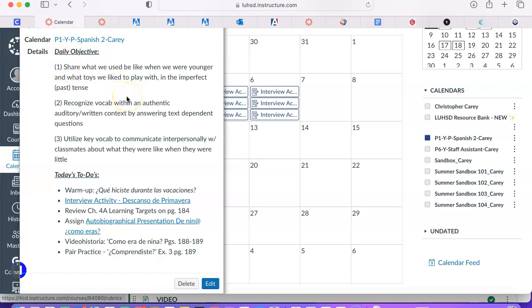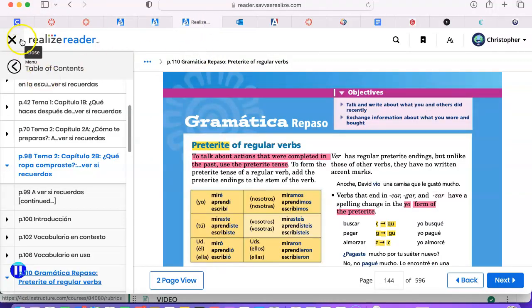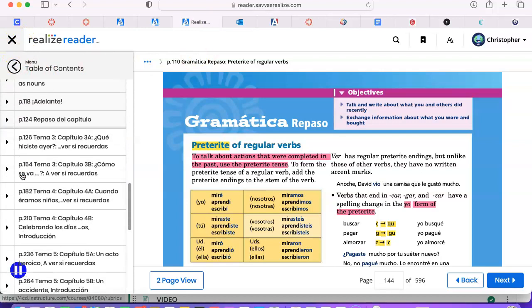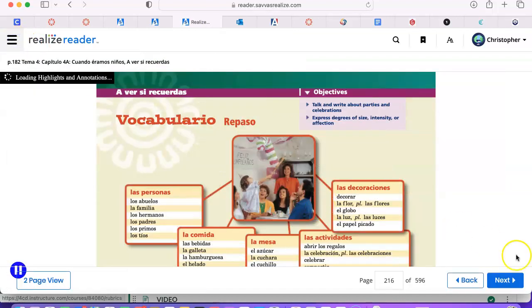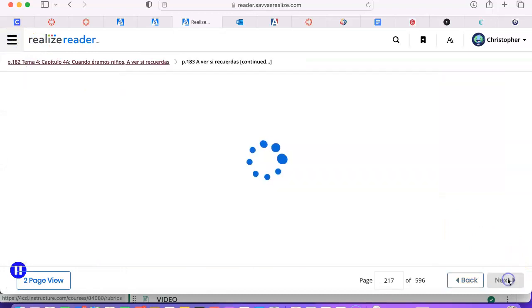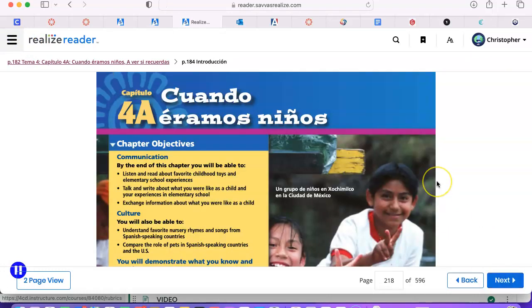And then the theme is your childhood. Talking about what you were like when you were younger, the toys you used to like to play with, what you used to like to do when you were little, etc. Your family life. We're going to go to page 184, take a look at the objectives. Then we're going to watch a video practicing a little bit of the grammar and the vocabulary that you're going to be introduced to in this chapter.